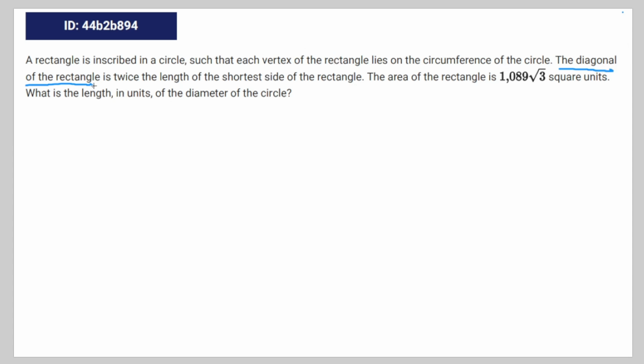The diagonal of the rectangle is twice the length of the shortest side of the rectangle. The area of the rectangle is 1089 times the square root of 3 square units. This is the length in units of the diameter of the circle. Okay, so this is the image they're drawing.